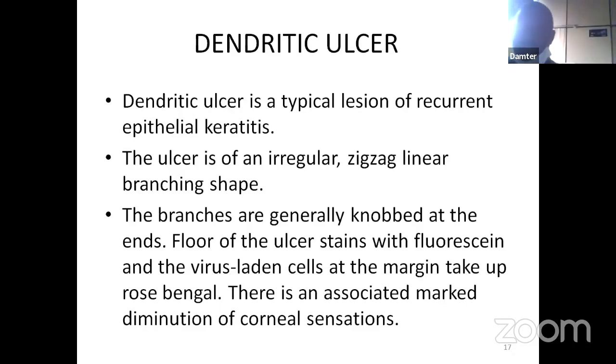The branches are generally knobbed at the end, and it's very important that this feature be noted, as it's one of the features that helps to differentiate the dendritic ulcer of herpes simplex virus from dendritic ulcers from other causes such as varicella zoster or even occasional adenovirus ulcers. The ulcer is knobbed at the periphery in herpes simplex virus. The floor of the ulcer stains with fluorescein, and the virus-laden cells at the margin take up rose bengal. There is an associated marked diminution of corneal sensation.